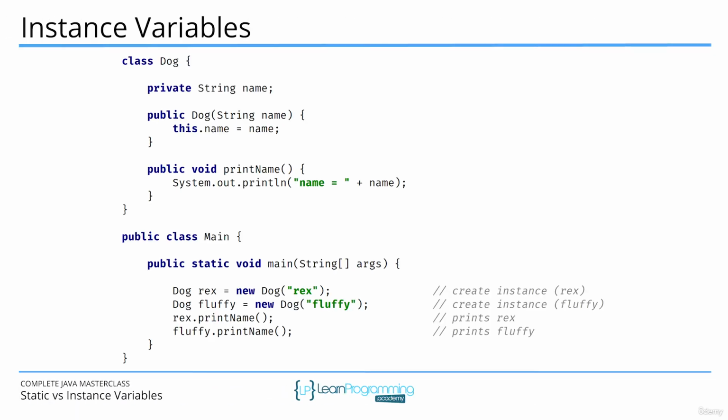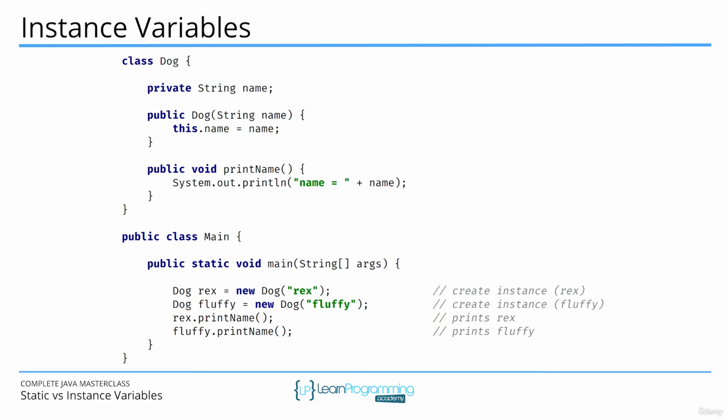In this example, I've again used very similar code to what we looked at earlier in the video, but this time the variable name in the dog class isn't static. Rather, it's just a regular instance variable. Once again, the constructor is setting the value from the argument passed to that instance variable. But now the code will print Rex, and on the next line Fluffy, and that's because I'm using instance variables.